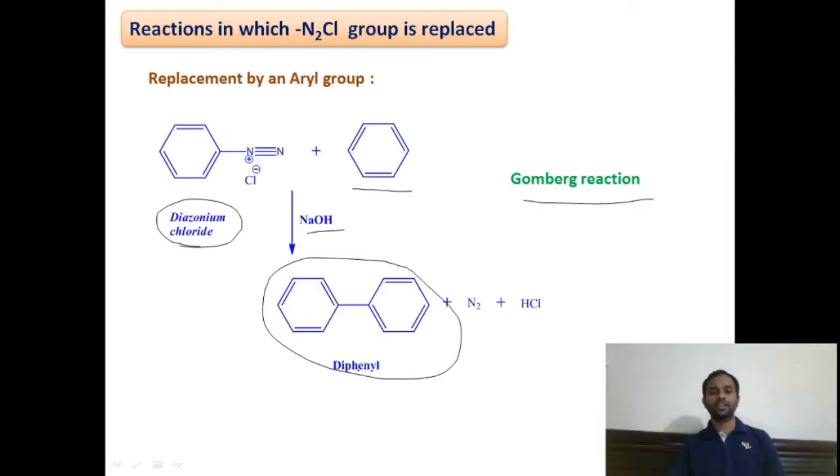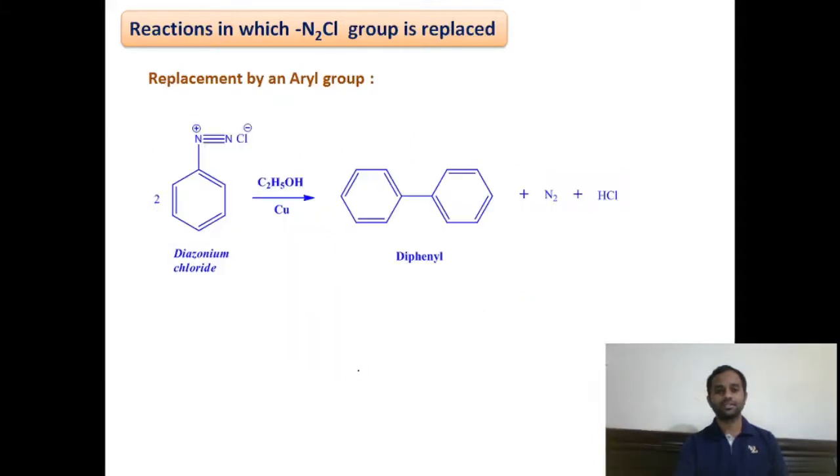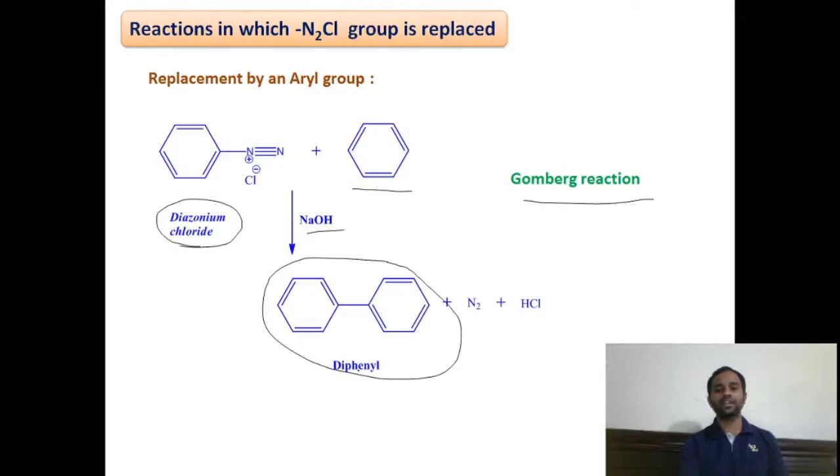In this Gomberg reaction, we treat the diazonium chloride with benzene in presence of basic medium, and we will get diphenyl as the product. Coming to another condition in which we can also prepare the diphenyl product. In the previous one, we treated the benzene diazonium chloride with benzene in presence of basic medium. This is the named reaction, that is Gomberg reaction.